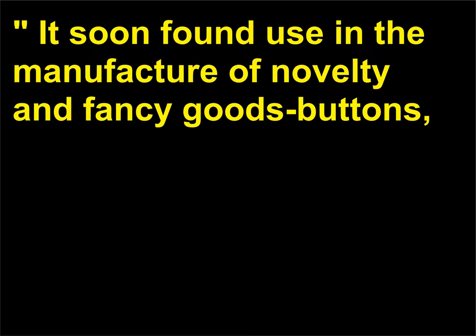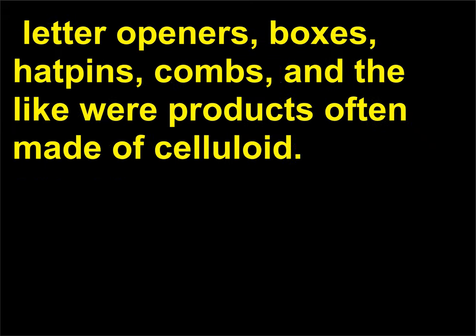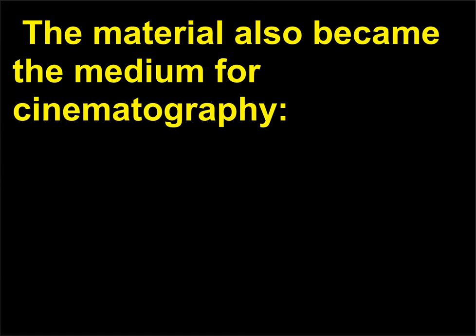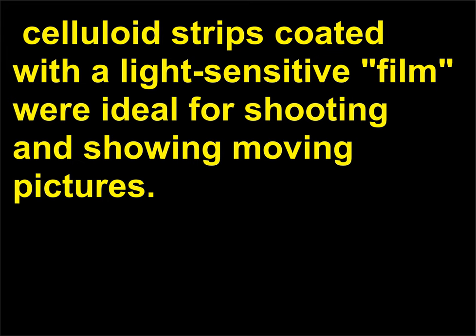It soon found use in the manufacture of novelty and fancy goods. Buttons, letter openers, boxes, hat pins, combs, and the like were products often made of celluloid. The material also became the medium for cinematography. Celluloid strips coated with a light-sensitive film were ideal for shooting and showing moving pictures.